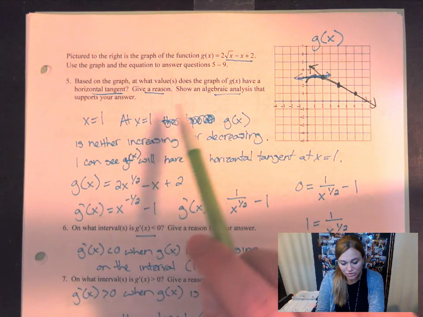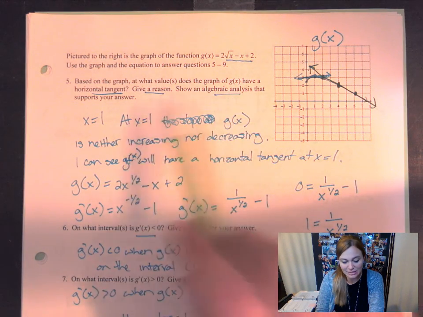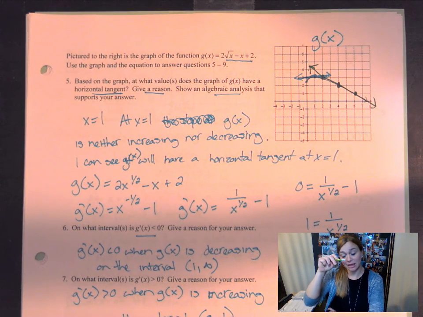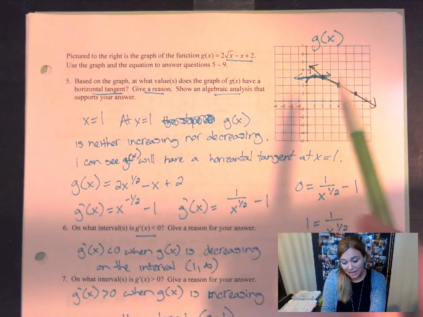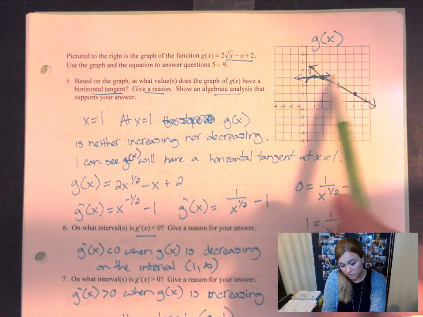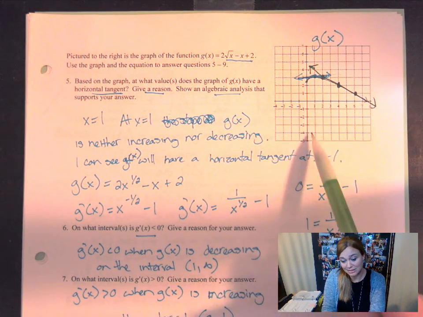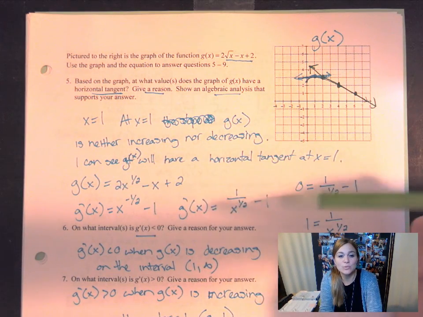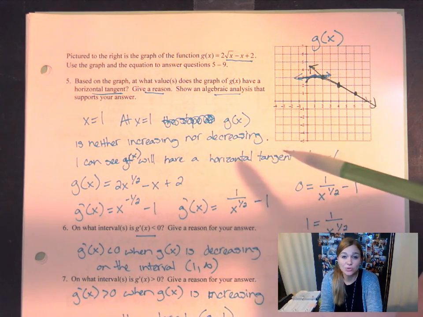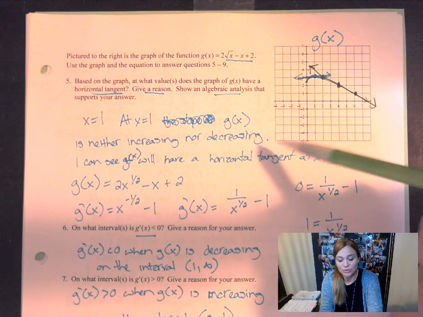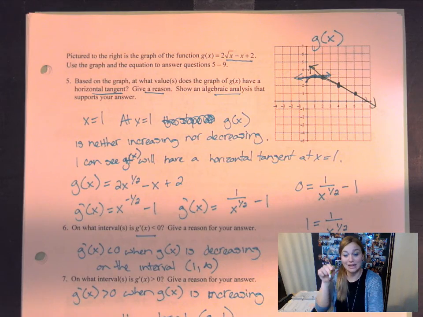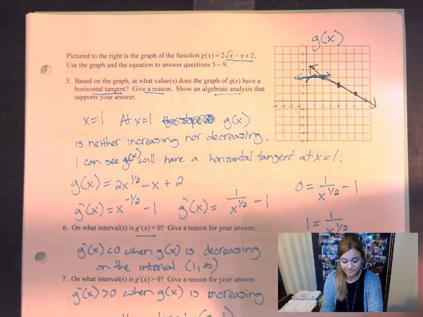And it says, based on the graph, at what values does the graph of g of x have a horizontal tangent? Horizontal tangent is if I was making a tangent line, so just touching the graph at one location, that it would be horizontal, which is happening right here when x equals 1. At x equals 1, g of x is neither increasing nor decreasing, which is how I know that there's a horizontal tangent right at this moment. It's kind of at the top of a hill. It's at a relative max in this case.